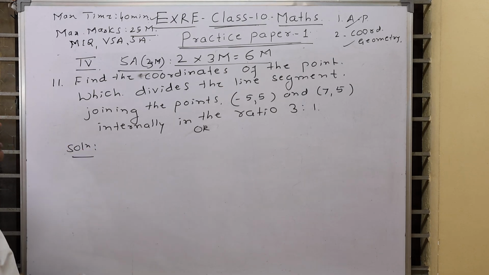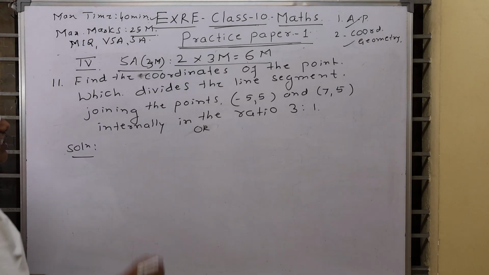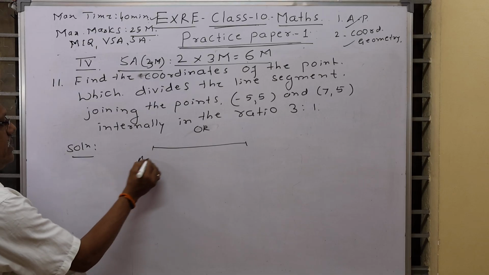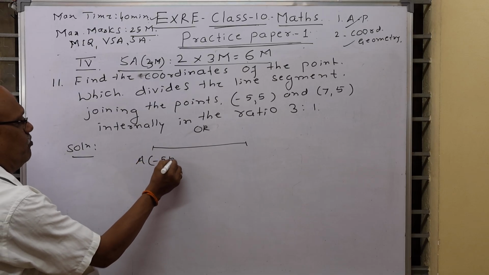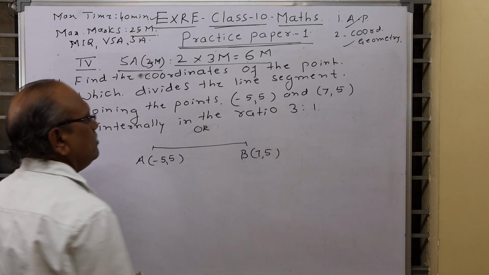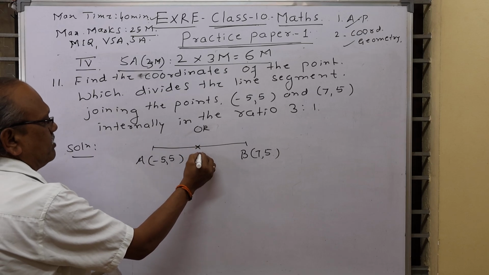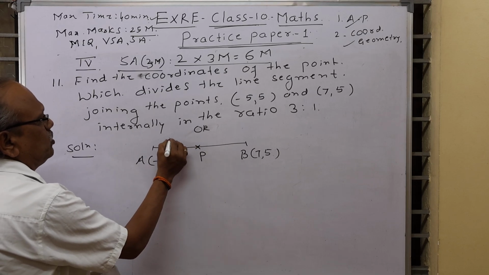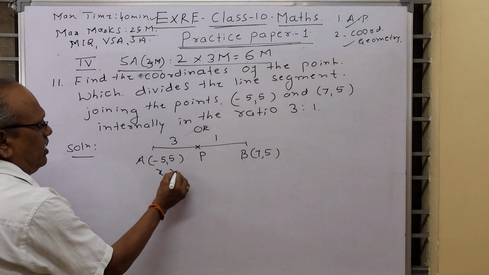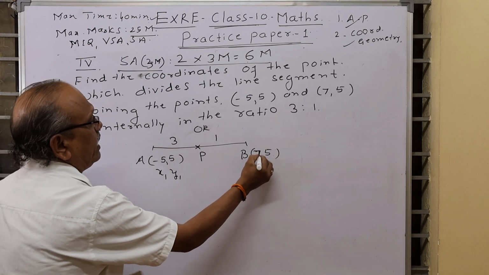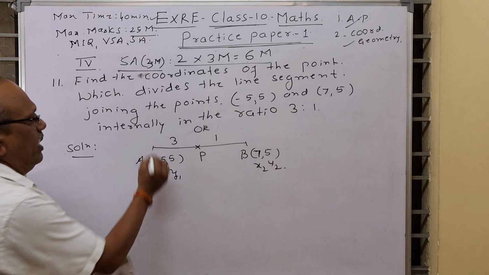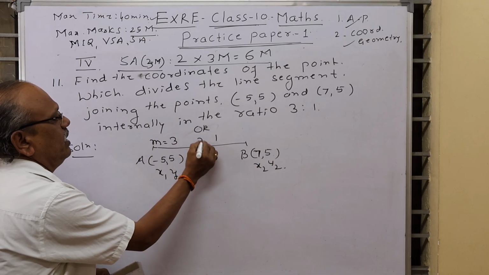This is a problem on your application ability of the section formula. Let me consider A as the point (-5, 5) and B as (7, 5). You have to find the coordinates of the point P which divides in the ratio 3:1. Here x1 is -5, y1 is 5, x2 is 7 and y2 is 5, and m is 3, n is 1.